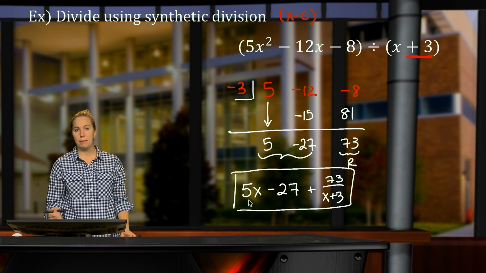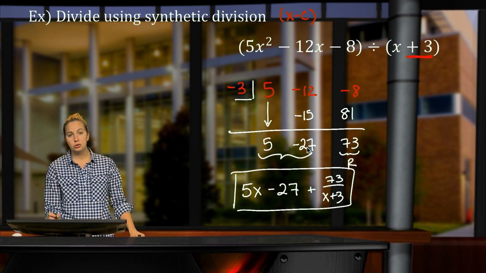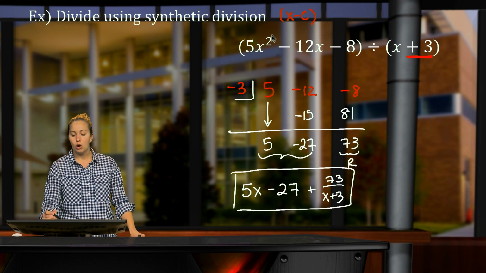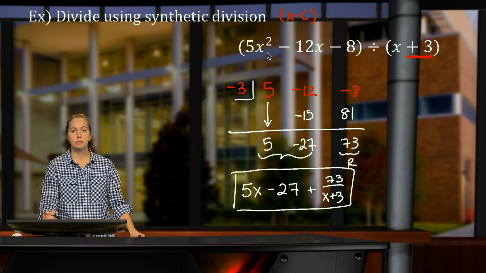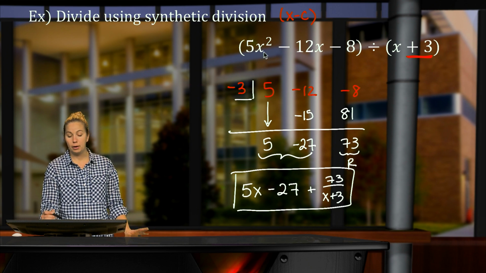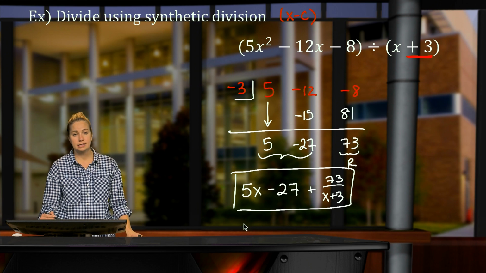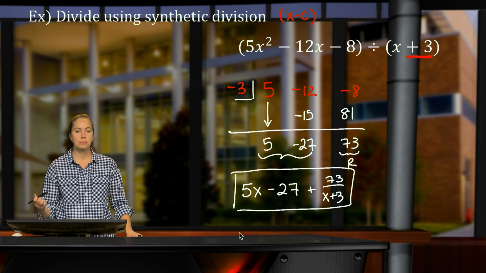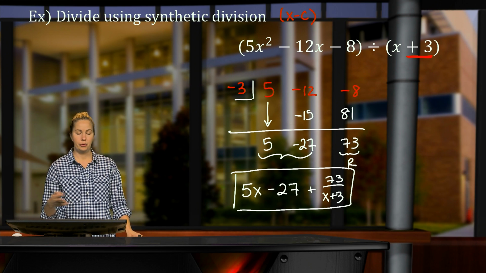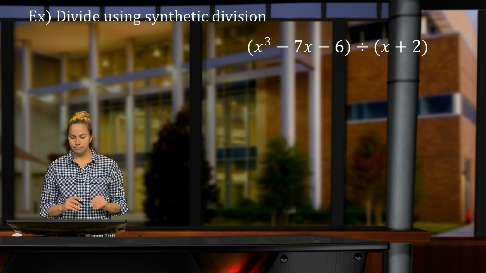The thing to remember when setting up your quotient, again, we use these two numbers as our coefficients. We're always starting with a variable exponent 1 less than our original dividend. So if I started with x squared, my answer starts with x. If I started with x cubed, my answer will start with x squared, so on and so forth. Okay, let's try one more.